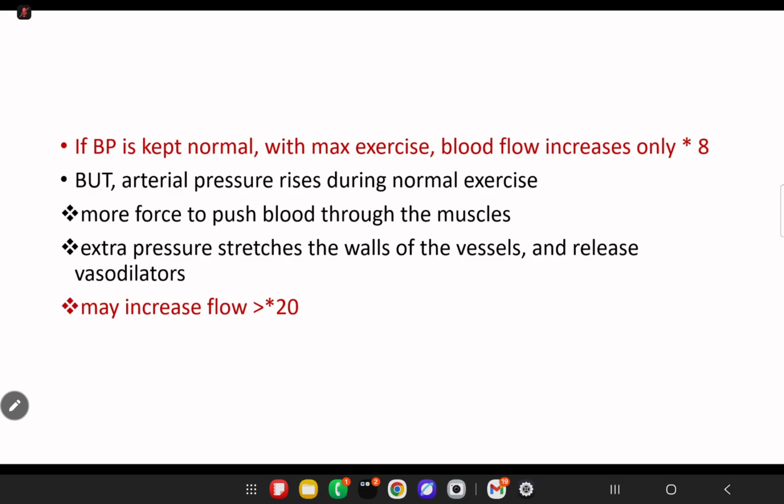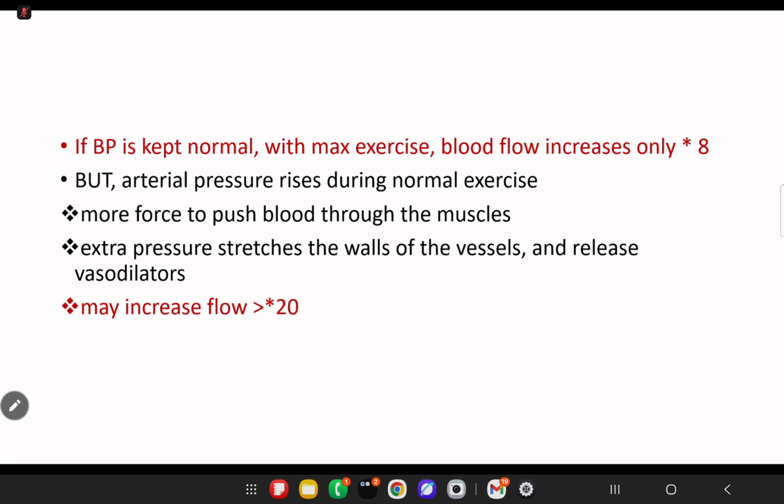Now, why do we need to increase the pressure? When the pressure increases, the blood flow to the muscles increases by nearly 20 times. Why do I say this? If you keep the blood pressure at the same level and do maximal exercise, then the blood flow to the skeletal muscles will only increase by eightfold. But it is increased up to more than 20 times. I said 25 to 50 times you can increase. That increment comes from increasing the arterial blood pressure.